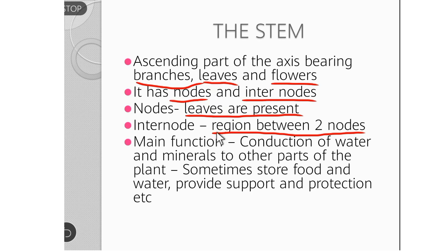Now the function of a stem. The major function of a stem is conduction of water and minerals to other parts of the plant, and sometimes, as in the case of root, it is also modified to store food and water, and to provide support and protection. So this is the basic characteristic of a stem.